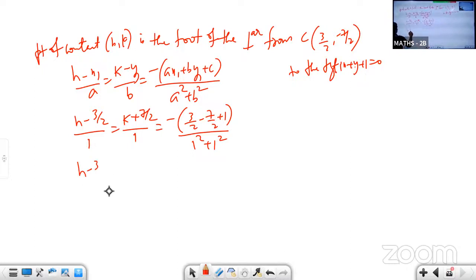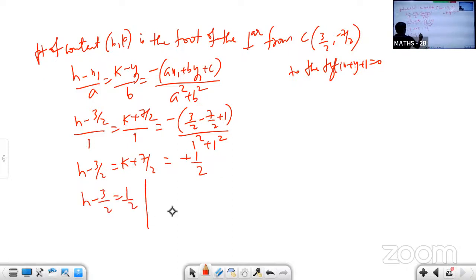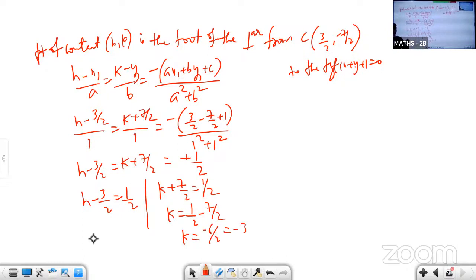Now h minus 3 by 2 equals k plus 7 by 2 equals minus of, just now we did that simplification. Complete simplification will give you plus 1 by 2. Once you equate it to plus 1 by 2, k plus 7 by 2 equals 1 by 2, so k equals 1 by 2 minus 7 by 2, which is minus 6 by 2, which is minus 3. h equals 1 by 2 plus 3 by 2, 4 by 2, which is 2.